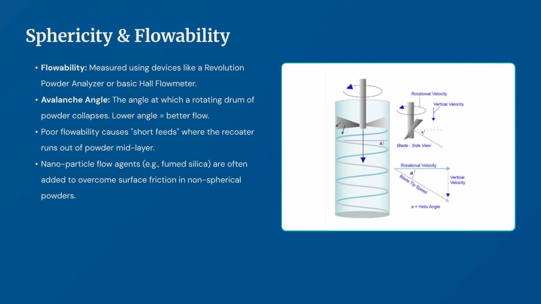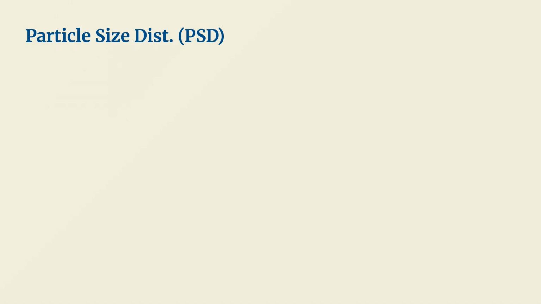Moving on to powder quality, we focus on flowability. Devices like the Revolution Powder Analyzer or a Hall flow meter help us assess this. The avalanche angle is a key metric. A lower angle indicates better flow. If flow is poor, you get short feeds, and nanoparticle flow agents are often used to improve the performance of non-spherical powders. This image illustrates the typical particle size distribution for standard SLS-PA12 powder.